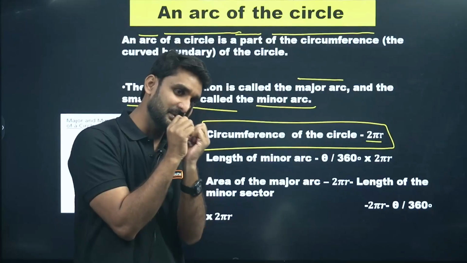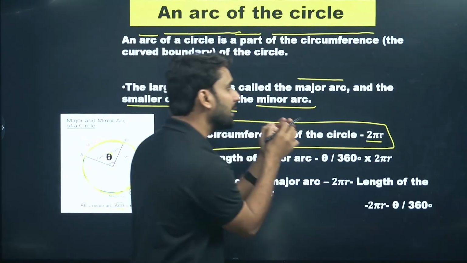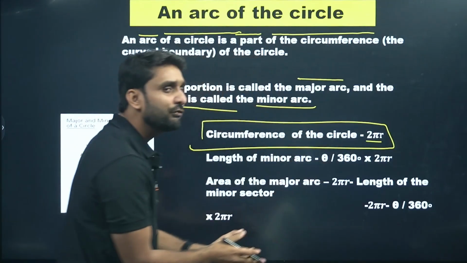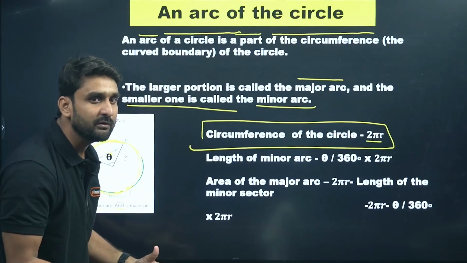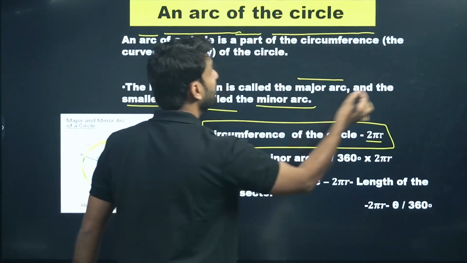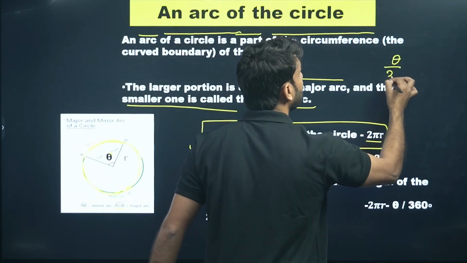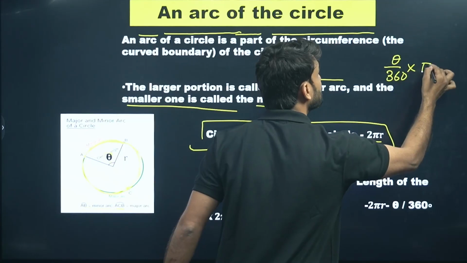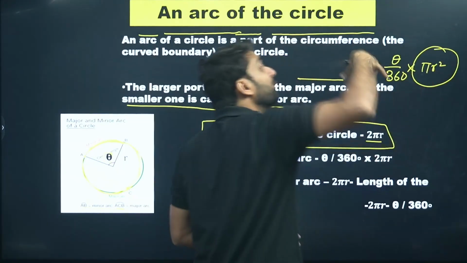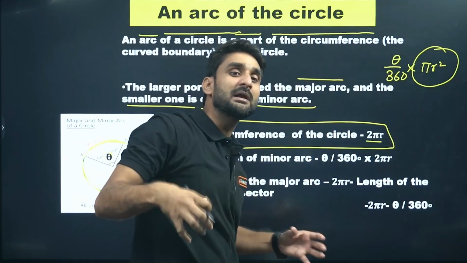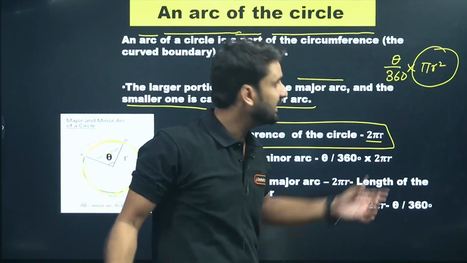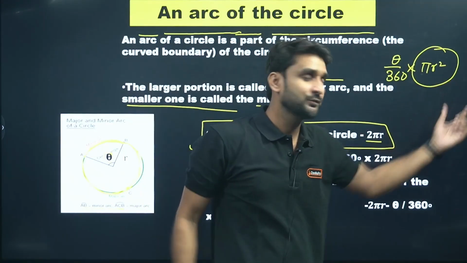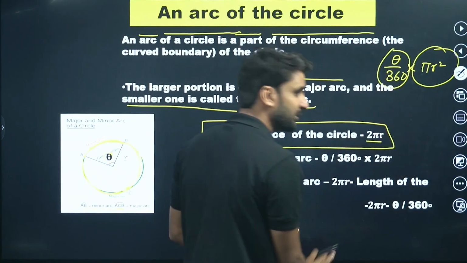The formula is similar. If we were calculating the area of the sector, what formula were we using? We were using theta by 360 times pi r square, because we are talking about area. And what is the area of a complete circle? The area is equal to pi r square. So this format will remain common here also.